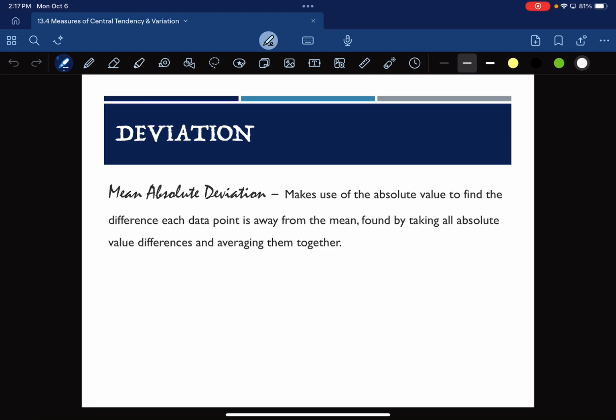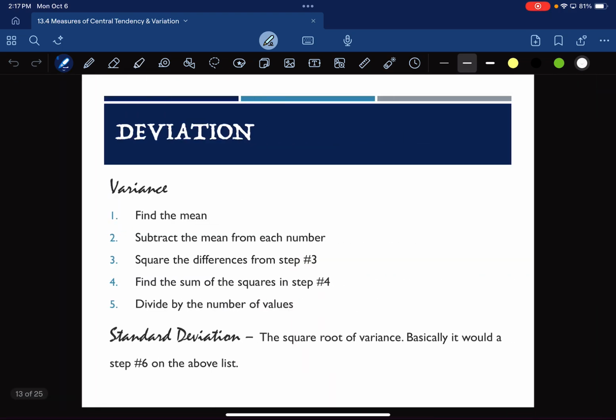Okay, are we good to slide to the next slide? Okay, so variance and standard deviation are actually the other type of deviation. So to find variance, we find the mean. We subtract the mean from each number. We square the differences that we got in step 2, that should say step 2. It's a typo. And this one should say step 3. Okay, so we square the differences from step 2.